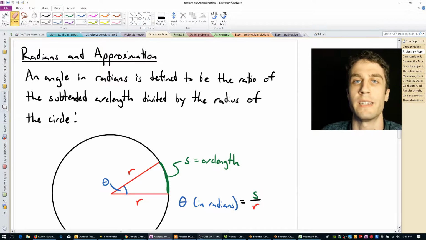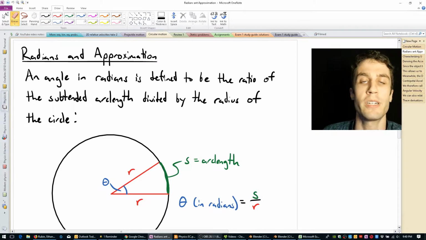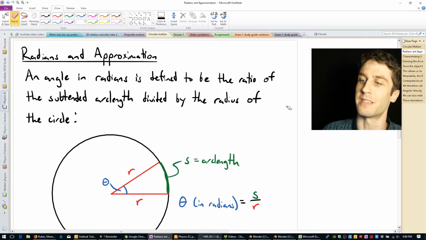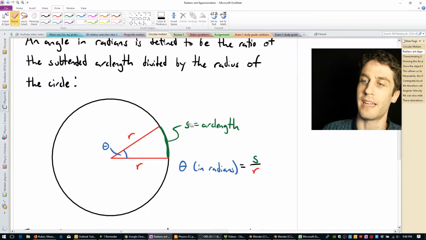So let's talk about radians and approximation. In your trigonometry class, you probably encountered radians at least briefly, and so you should know why. Why are degrees not good? Degrees are fine for a lot of applications, but in certain applications you really want to use radians. An angle in radians is defined to be the ratio of the subtended arc length divided by the radius of the circle. So here's s, which I'll call the arc length.